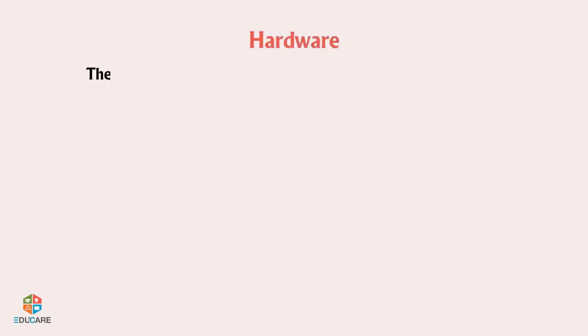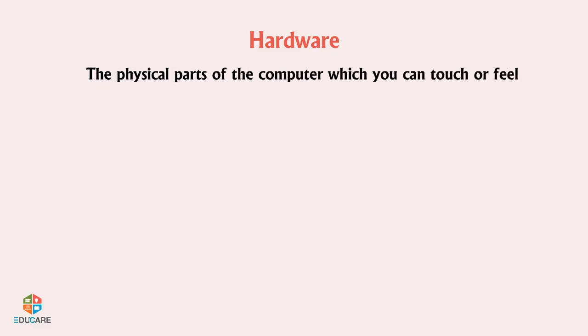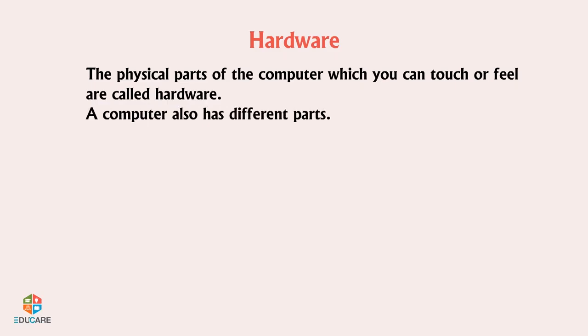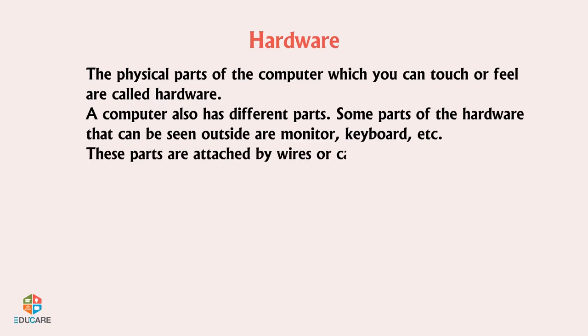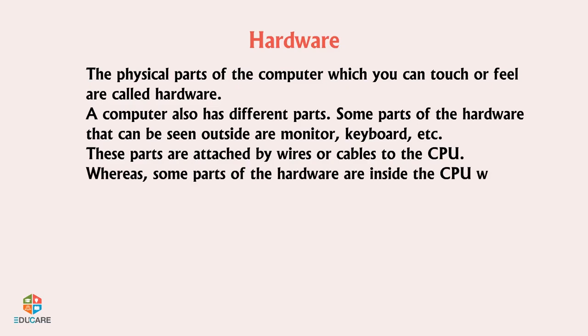Hardware: the physical parts of the computer which you can touch or feel are called hardware. A computer also has different parts. Some parts of the hardware that can be seen outside are monitor, keyboard, etc. These parts are attached by wires or cables to the CPU, whereas some parts of the hardware are inside the CPU, which can be seen only on opening the CPU.